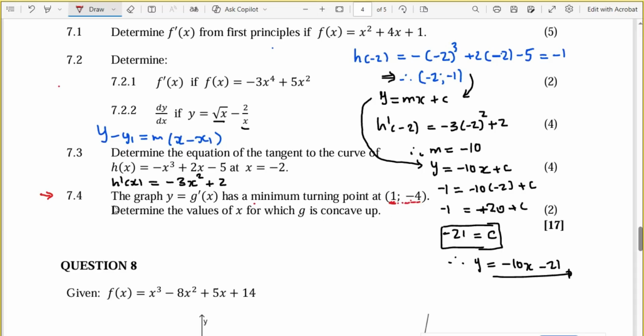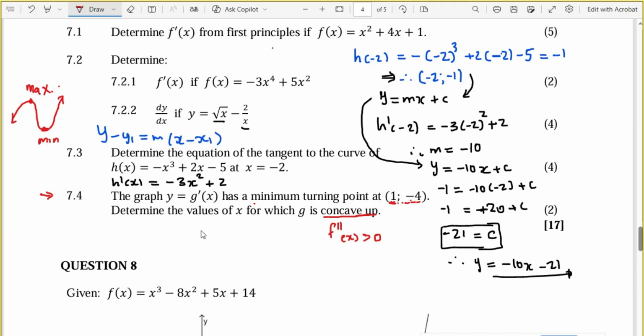It has the minimum turning point. I'm not sure how I can show you this. If I have a graph like this and they say it has a minimum, so this is my minimum turning point, this is my minimum, and this is my max. Then they say determine the values of x for which g is concave up. If we determine the concave up, we're going to find the second derivative, and it must be greater than 0. Because it's now concave up.